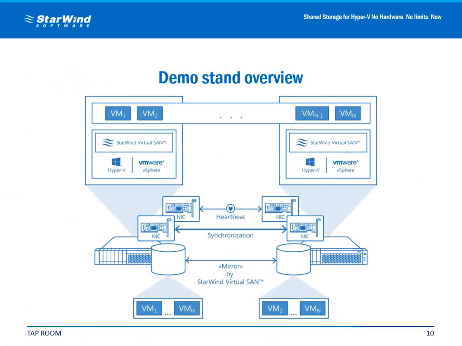Both of them should be hyper-converged, which means that StarWind will run on the same physical server where the compute layer is, where the hypervisor is right now. And this is precisely what you see on the demo stand overview diagram. So two servers, each of them, in our case, running Hyper-V, each of them has StarWind installed on the parent partition.